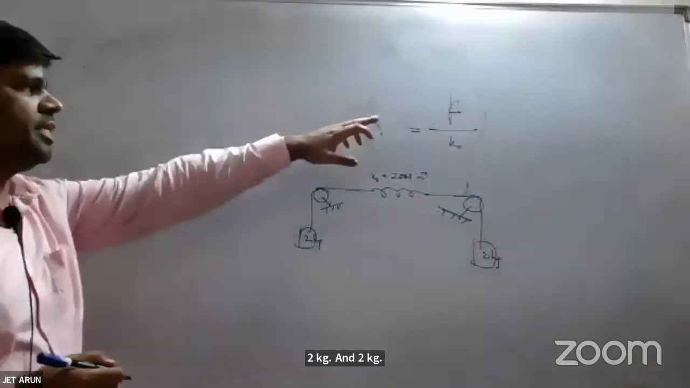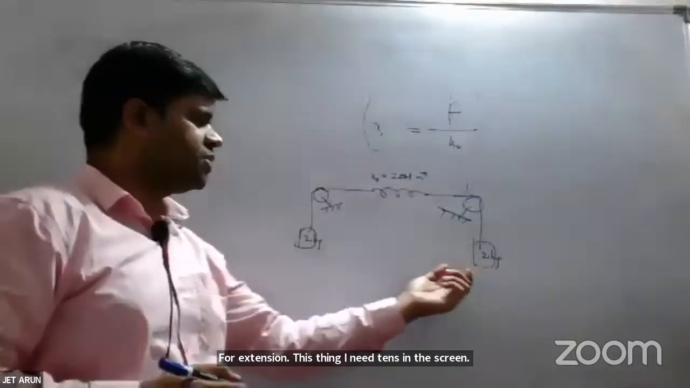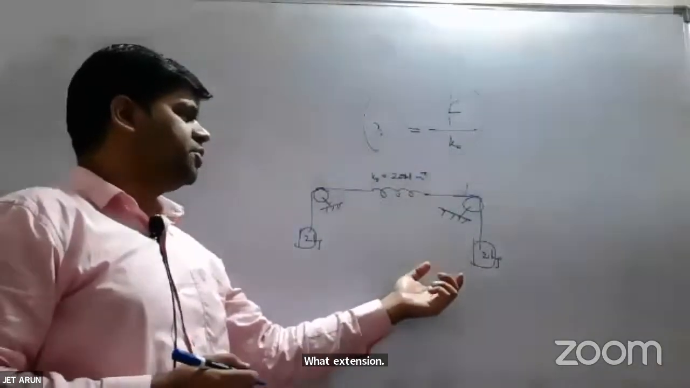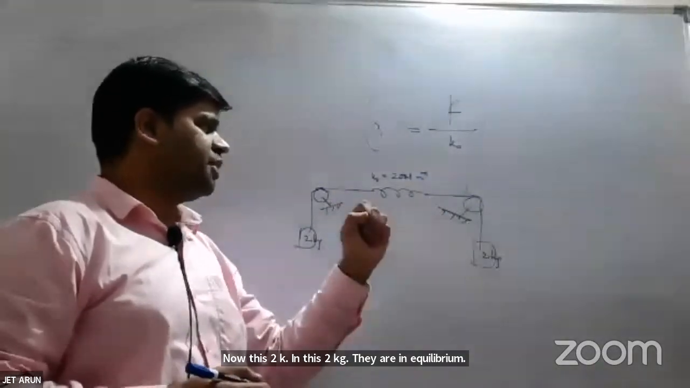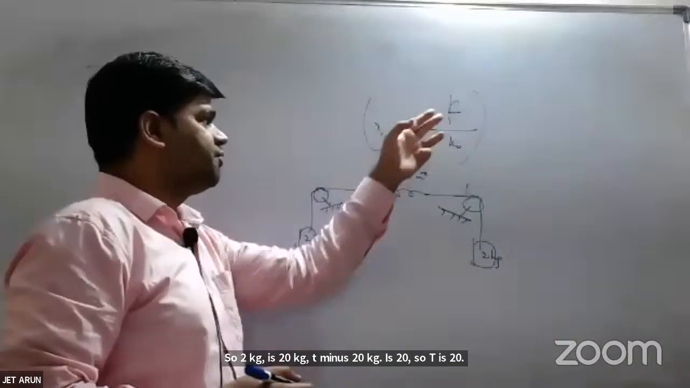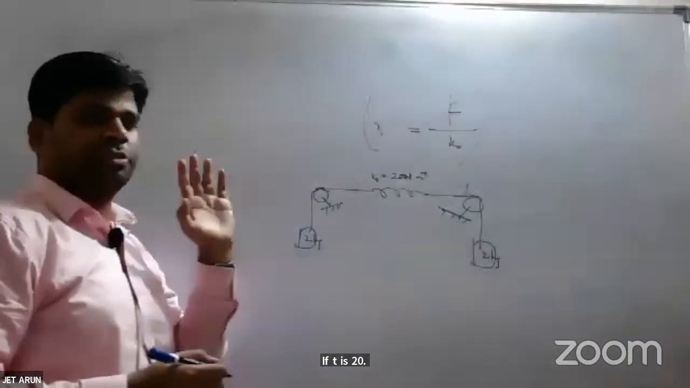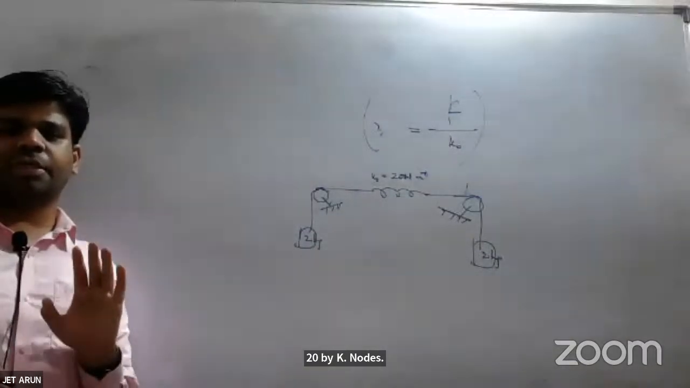For extension in the spring, I need tension in the spring. What is tension? Now, this 2 kg and this 2 kg are in equilibrium. So 2 kg is 20 N, T minus 20 is 0, so T is 20. If T is 20, then 20 by K naught is my extension in the spring, the equilibrium extension, or the reading of a spring balance.